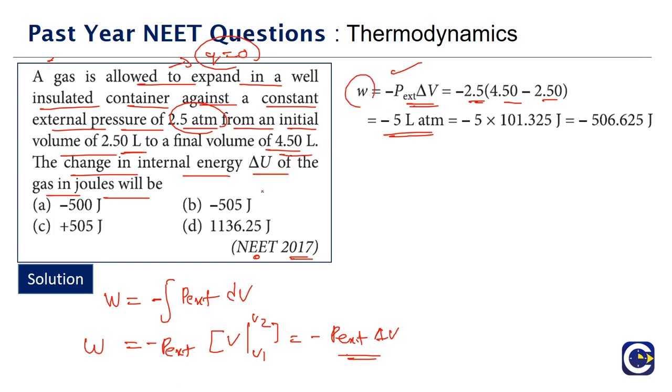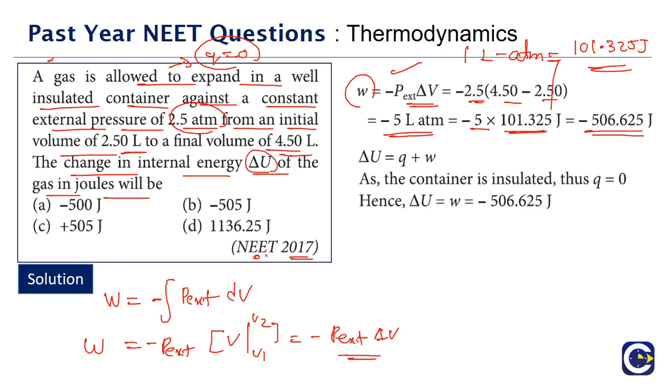But they are not asking work, they are asking delta U in terms of joule. So let us find out the work also in terms of joule. What is the conversion? 1 liter atmosphere is a conversion that we must always keep in mind. 1 liter atmosphere will be equal to 101.325 joule. So minus 5 into 101.325 will be minus 506.625 joule. So we got the work, but they are asking the change in the internal energy.